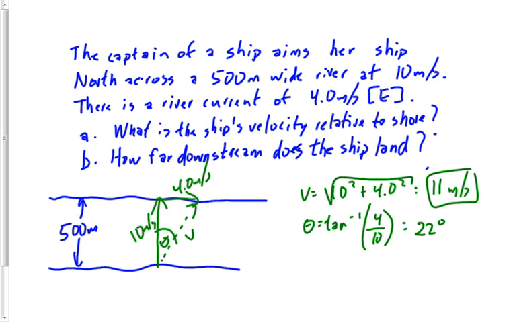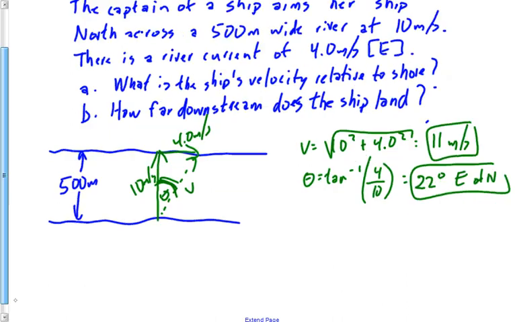And this would be 22 degrees what of what? Not northeast. It is going in that northeast direction, but that angle is not measured from the east, it's measured from the north. So it would be east of north. That makes sense? The angle is measured from the north as opposed to from the east. 22 degrees east of north. All right, good. B, how far downstream does the ship land?